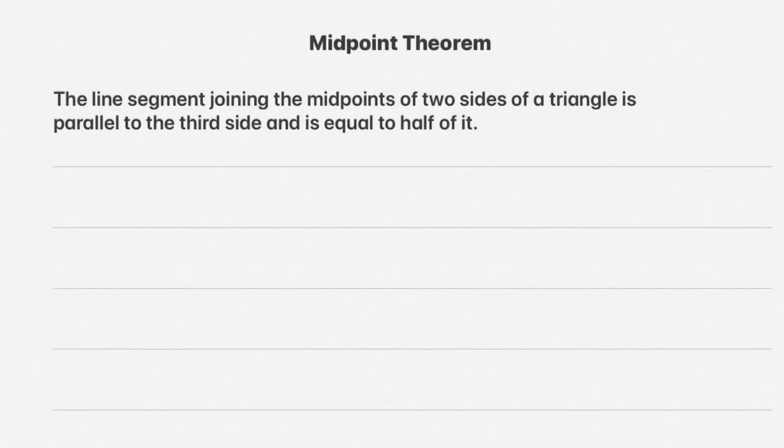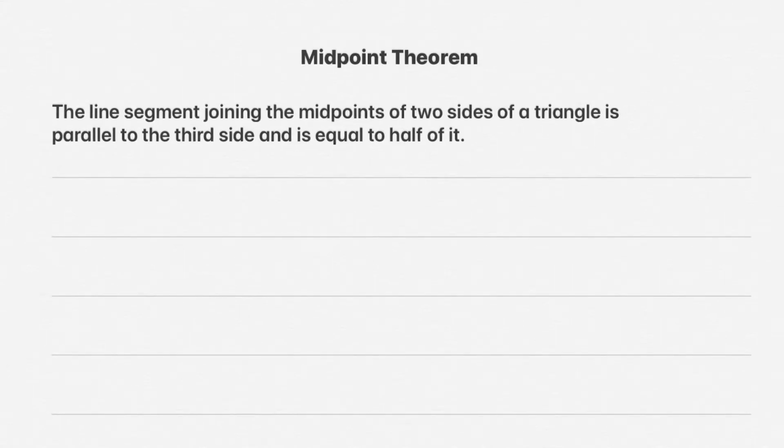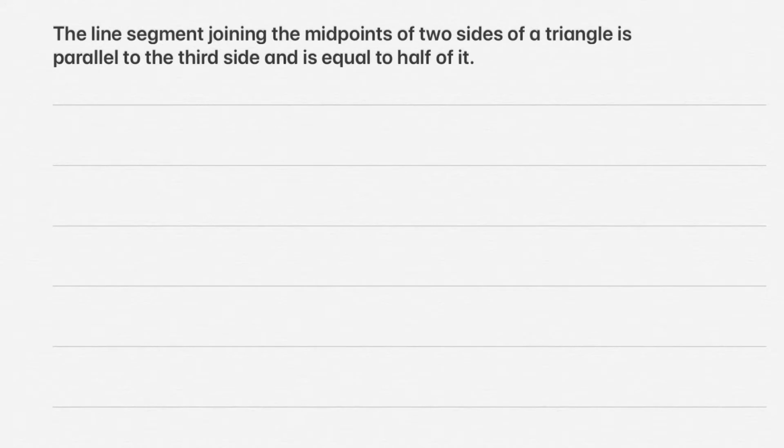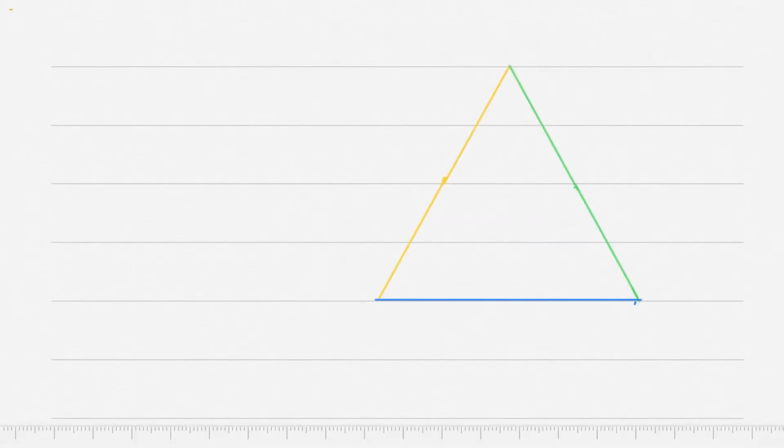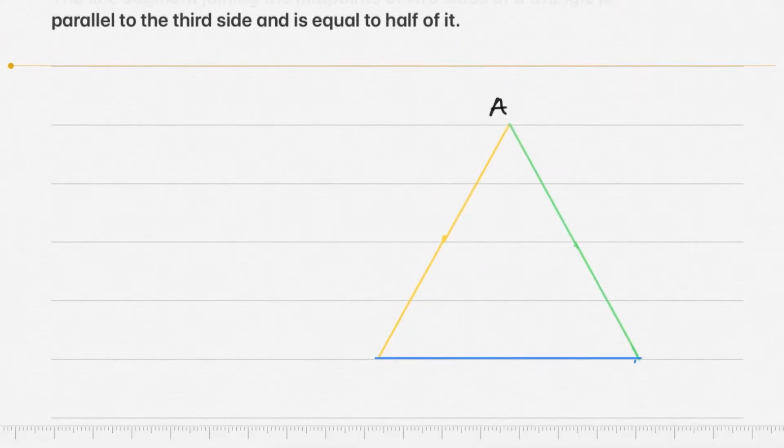Okay guys, so we are going to learn about the midpoint theorem in this video. The midpoint theorem states that the line segment joining the midpoints of two sides of a triangle is parallel to the third side and is equal to half of it. Draw the diagram first. Triangle ABC, where these are my midpoints of AB and AC. Let them be D and E.